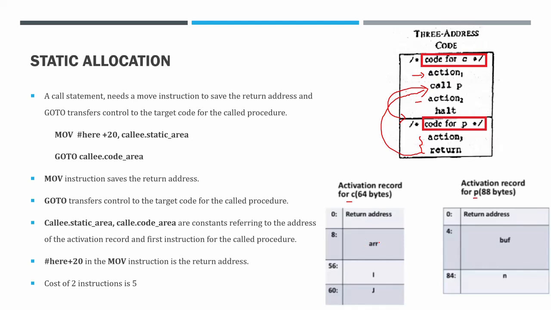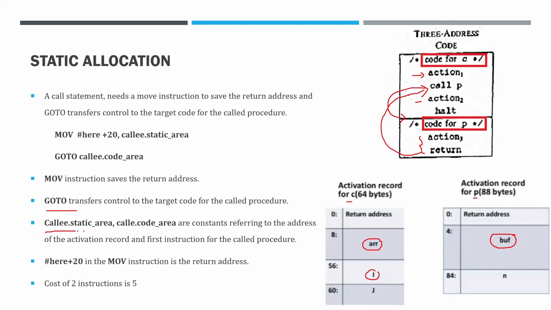So here inside the activation record we will be having some array and then 8, and some i, j values, and the P function will be holding some buffer value along with that. After that, execution comes here, and it will be executing all the rest of the statements in C. So the move instruction will be saving the return address, and then go to is used to transfer the control to the target code for the called procedure.